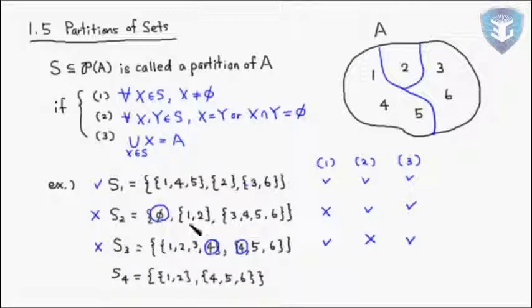All right, the last one. There are no empty sets, so condition number 1 is satisfied. They are pairwise disjoint. You can see that for 1, 2, 4, 5, 6 there is no common element, so condition number 2 is satisfied. But the last one, you can see that you have 1, 2, and it misses 3, 4, 5, 6. So 3 is missing, so condition number 3 is violated. Which means that S4 is not a partition.